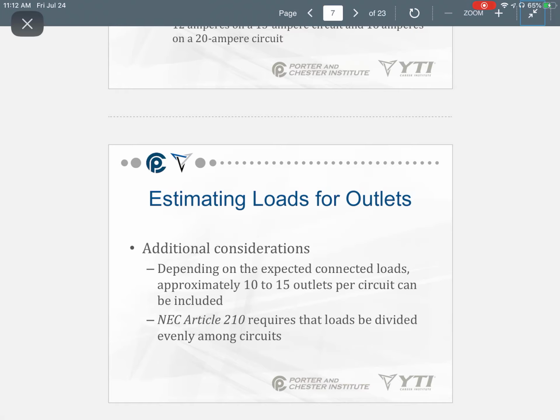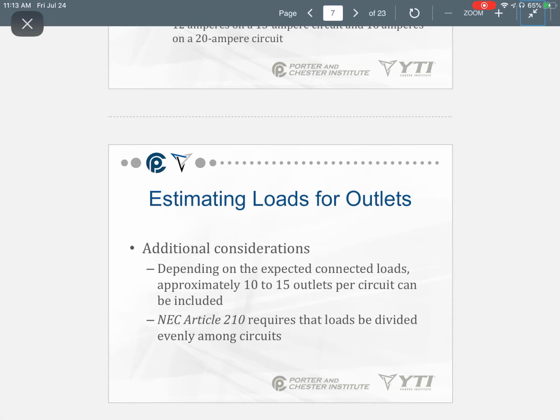Okay. What else do we have to think about? So there it is right there. Depending on the expected connected loads, approximately 10 to 15 outlets per circuit can be included. In the PowerPoint it says 10 to 15, but it's really 10 to 13. But again, it's not a rule, just good practice. Some things are rules and some things are good practices.